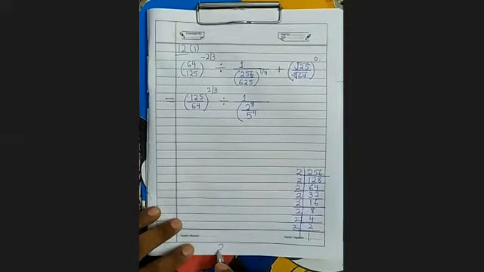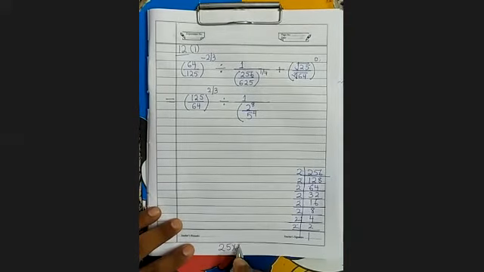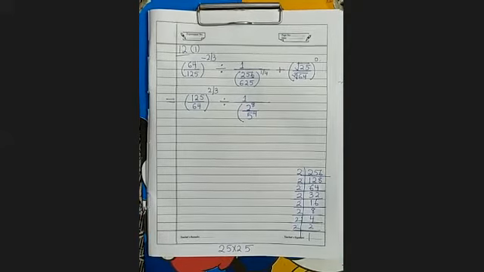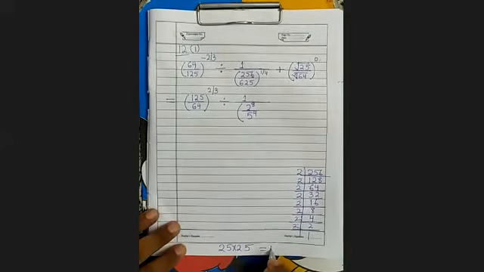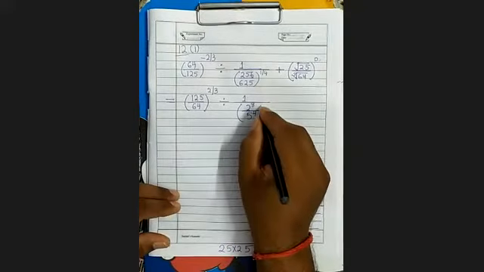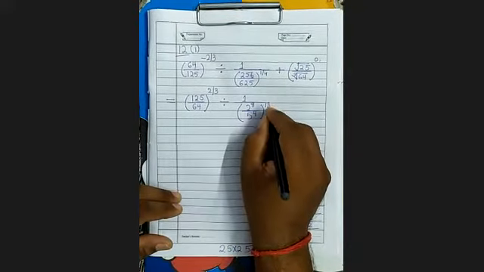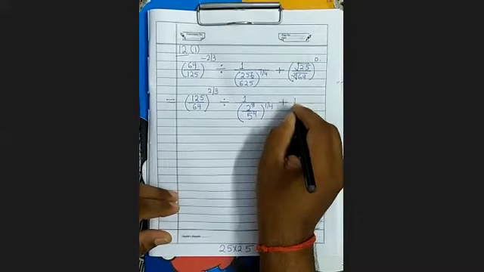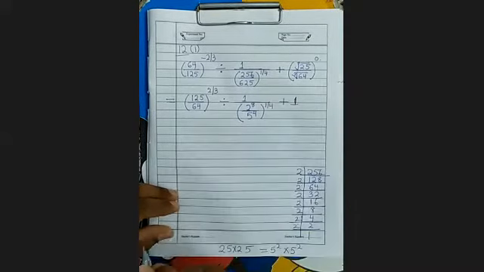You know what 625 is? 25 into 25. Now 25 can be written as 5 square into 5 square, means 5 to the power 4, whole to the power 1 by 4. And this we will write immediately as 1.